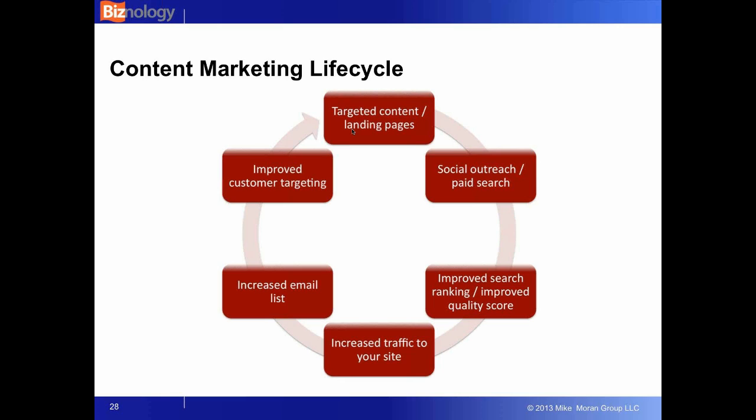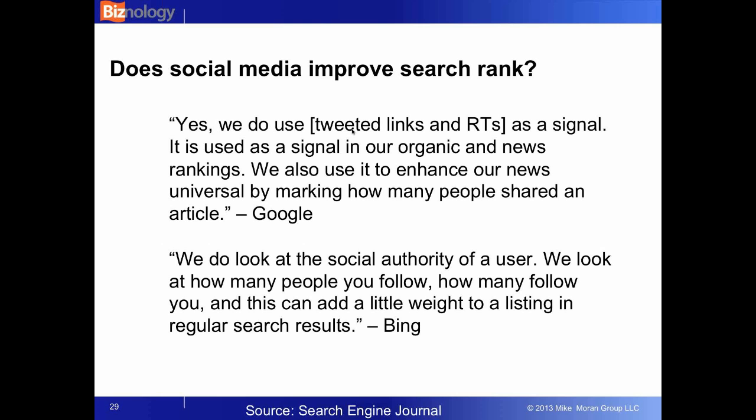Now, of course, the big question is, does social media actually improve your search rank? Well, according to Google, it sure does. As Matt Cutts at Google has said, we do use tweeted links and retweets as a signal. It's also used as a signal in our organic and news rankings, and we also use it to enhance our news by marking how many people shared an article. Bing says the same thing. We look at the social authority of a user. We look at how many people you follow, how many follow you, and this can add a little weight to a listing in a regular search result.